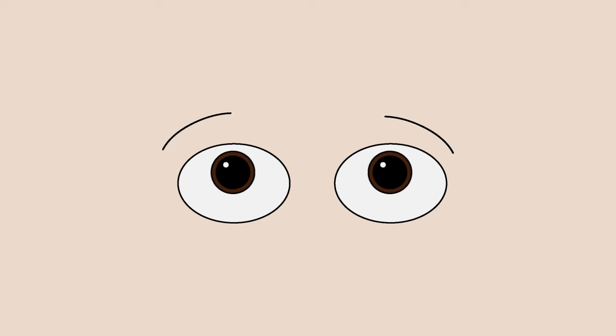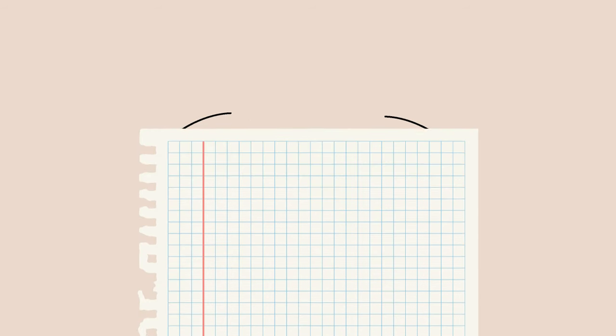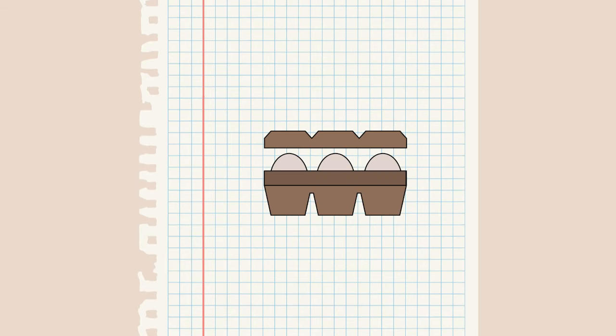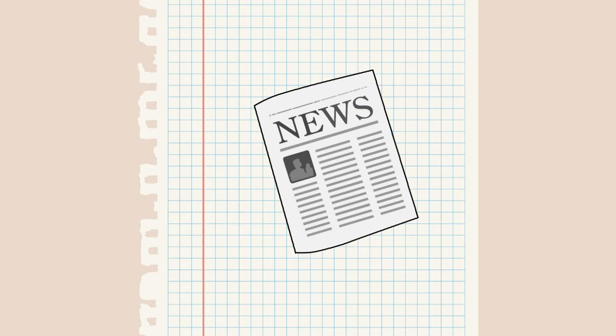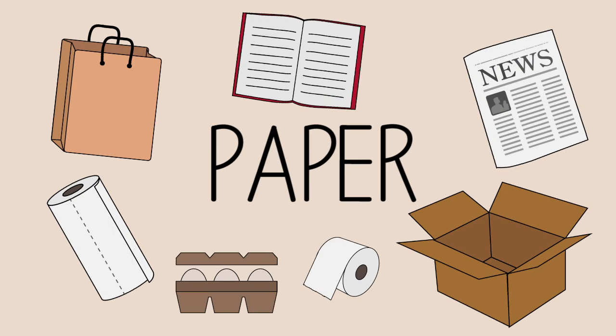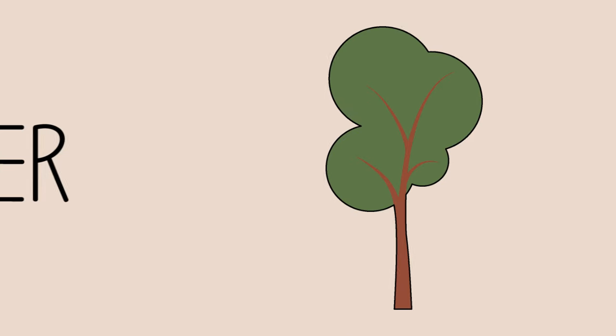around you. There are so many paper products, from the sheets of paper that you write on, to the pages of your textbook, to egg cartons, to newspapers, to certain grocery bags, to cardboard boxes, and the list continues. The important fact here is that paper is an essential part of our lives. You may know that paper usually comes from trees.